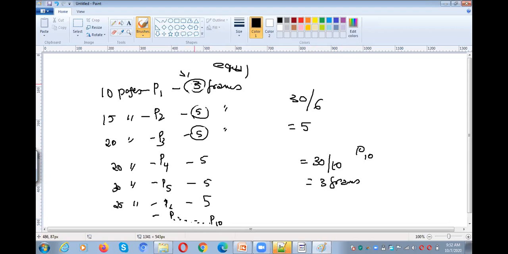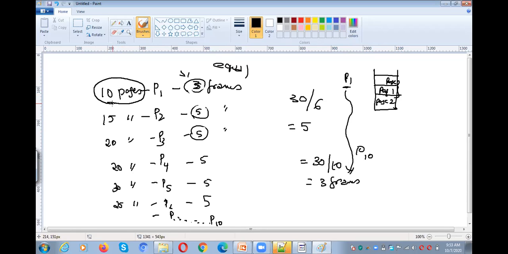If you allocate only 3 frames for a process, what happened? Whenever you want to execute P1, how many pages can you keep in the main memory? Page 0, and then page 1 or page 2. Only 3 pages you can keep in the main memory. Why? Because for every process we have only 3 frames. So what is the size of P1? It is divided into 10 pages. How many frames have you given? Only 3 frames. So every time, if this frame number is decreased, the required page is not there in the main memory. Whenever it tries to execute P3, page 3, right?